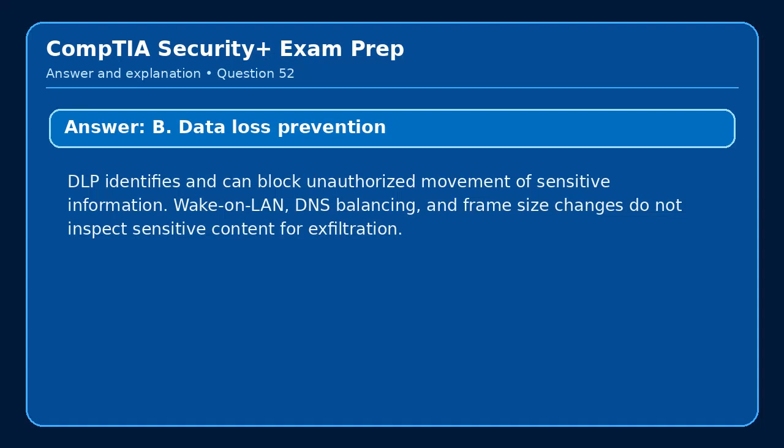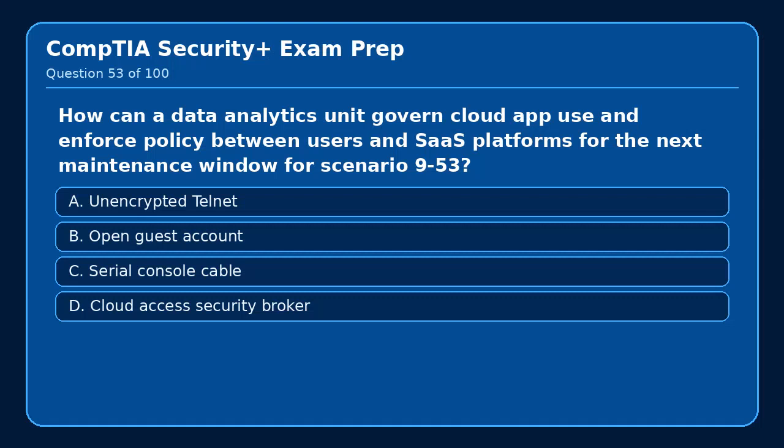Question 55. Which firewall approach should a call center use for a sensitive subnet with no stated business need for inbound access while preparing a remediation plan for scenario 9 to 55? A. Disable role logging permanently. B. Default deny with explicit allow rules. C. Allow all traffic and investigate later. D. Permit any source to any destination. Take a moment to choose your answer.